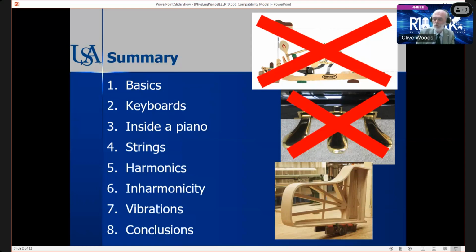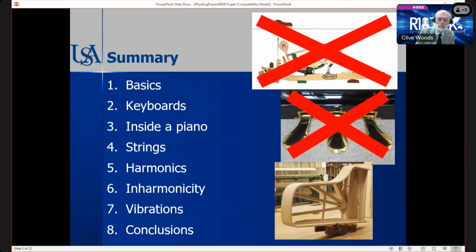Nor will I have time to talk about the wooden frame. You see there the woodwork that goes into a concert grand piano, and the way that that's constructed, and the way that that is produced so that it can withstand all the stresses and strains of a piano. And that is an engineering marvel in itself. Very fine example of wood engineering.